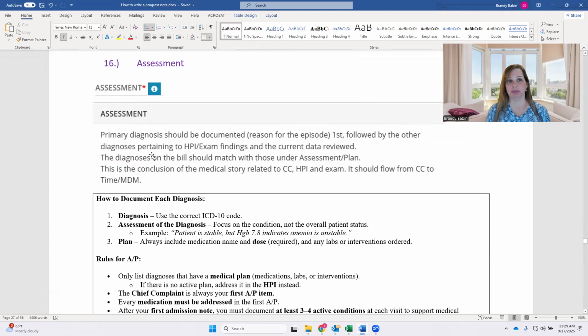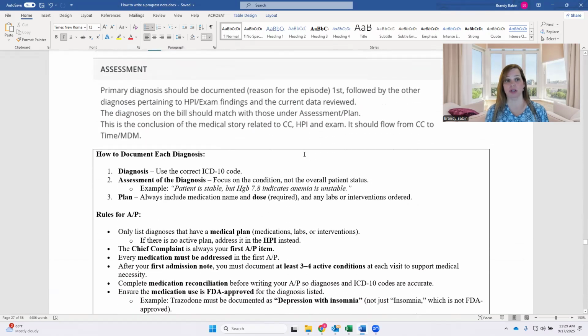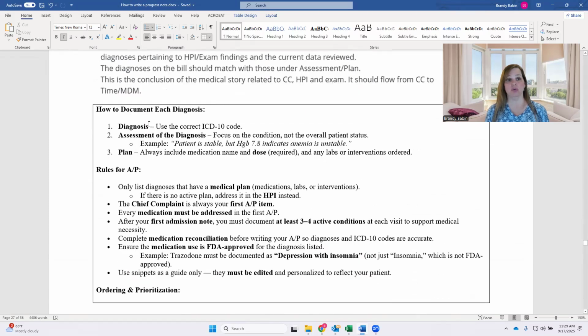Your assessment and plan, it is required, and if you hover over this blue eye, it will tell you that the primary diagnosis, the reason for the episode, the chief complaint, should be documented first, followed by other findings. So first, how to document on it.